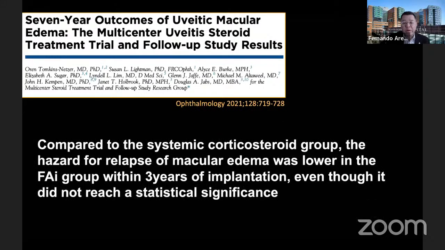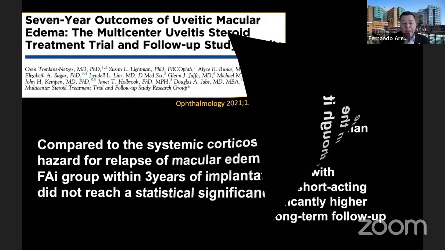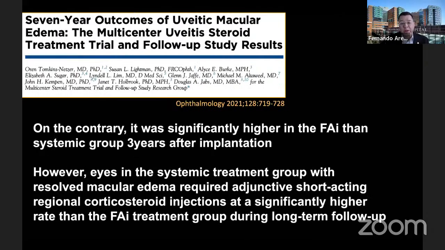Compared to systemic corticosteroids, the hazard for relapse of macular edema was lower in the fluocinolone acetonide group with Retisert within 3 years of implantation, even though the difference was not statistically significant. However, it's important to mention that it was higher with Retisert than the systemic group after 3 years after implantation. So once the implant is depleted of fluocinolone, systemic therapy obviously is more effective.